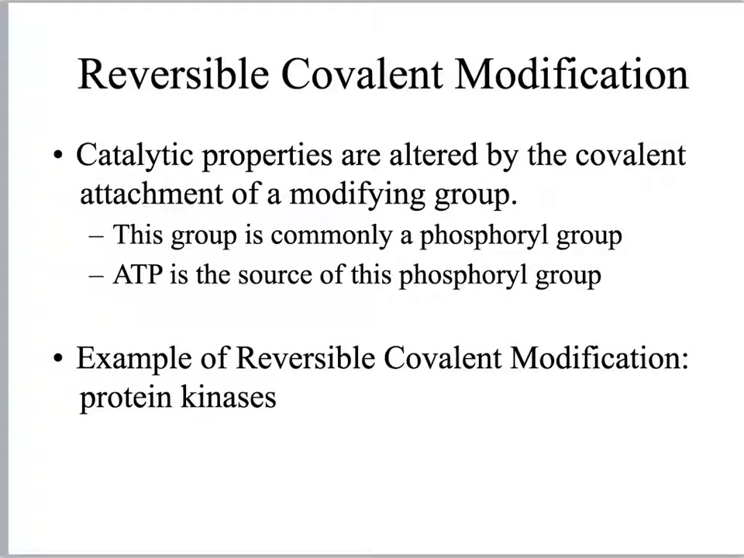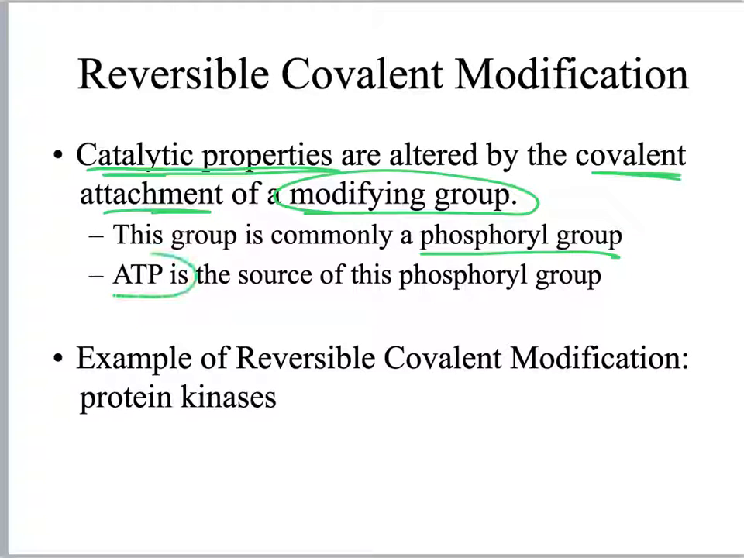Next, we have reversible covalent modification. So here what we do is we alter the enzyme by covalent attachment. So the catalytic properties, the ability of that enzyme to function, or how fast that enzyme is turning over substrate molecules, this will be altered by covalently attaching some group, some chemical modifying group. More commonly than not, that group that we add to it is a phosphoryl group, and the source will come from ATP. Although there are other substances that can serve as these covalent modifying groups, but the phosphoryl group is more common. ATP is what's going to give us that phosphoryl group in a lot of cases.